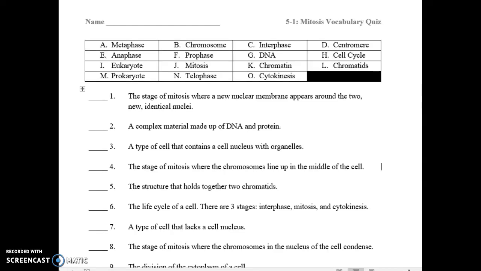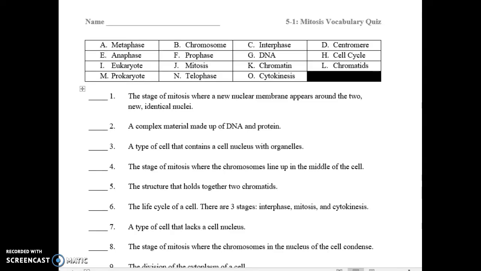K, chromatin. L, chromatids. M, prokaryote. N, telophase. O, cytokinesis. Be careful, a number of words sound an awful lot alike here. Put the letter that goes with a word beside the definition.